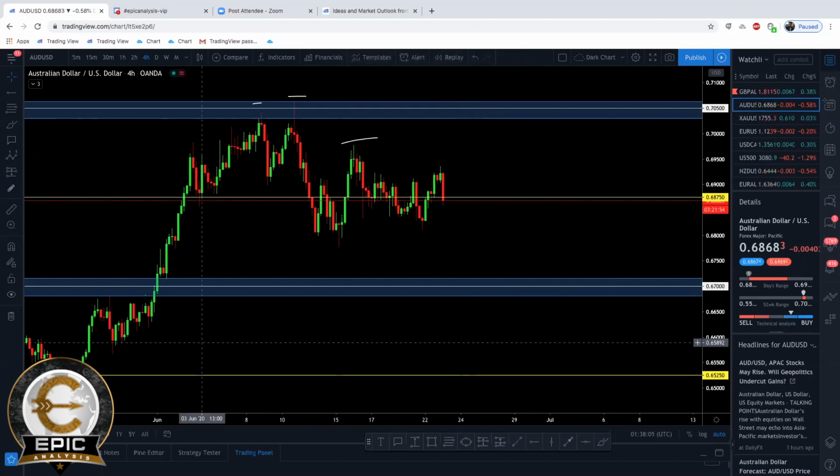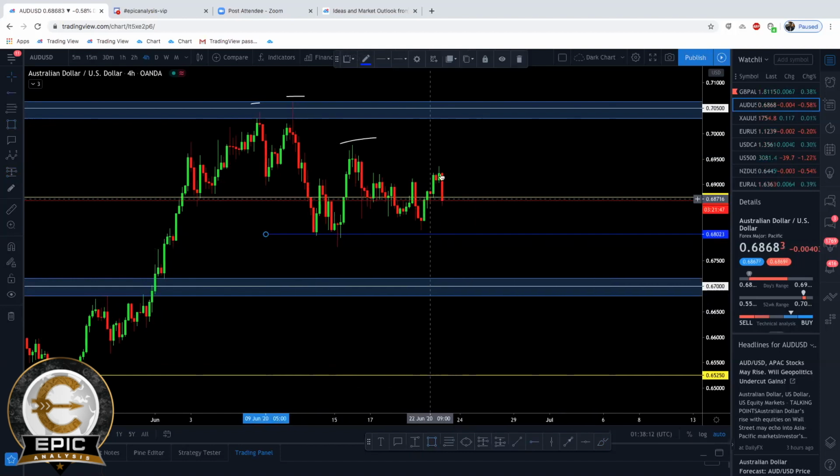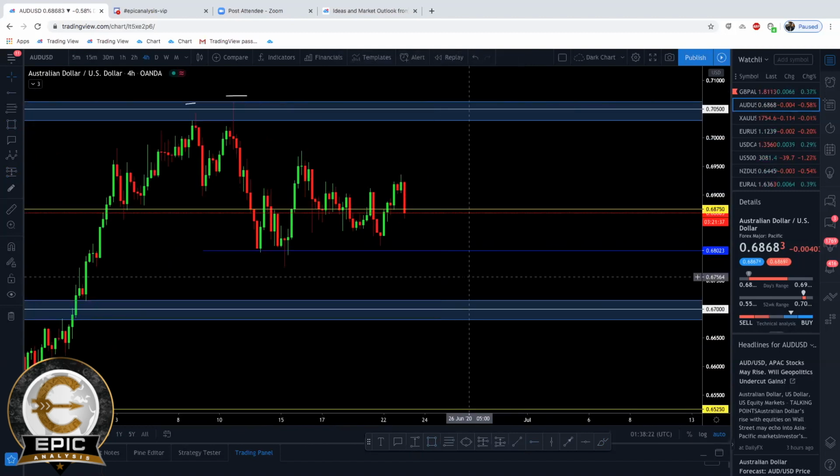Now, of course, price would need to break through this support. And also, it's not a coincidence that the Australian dollar and the indices like S&P and US30 are all going bearish at the same time. They actually correlate. So that's something you can use for more confluence when you're trading those.